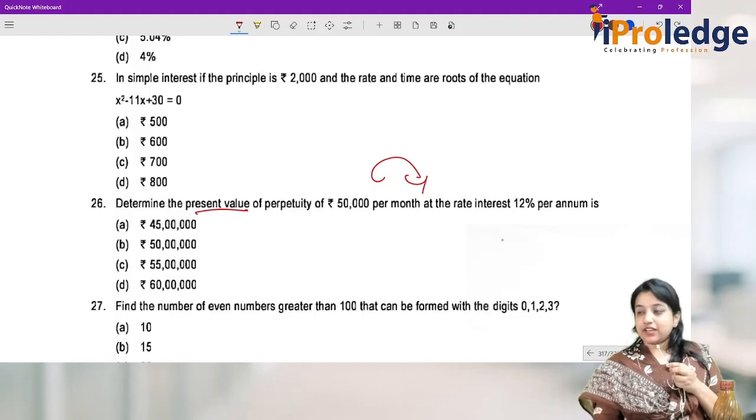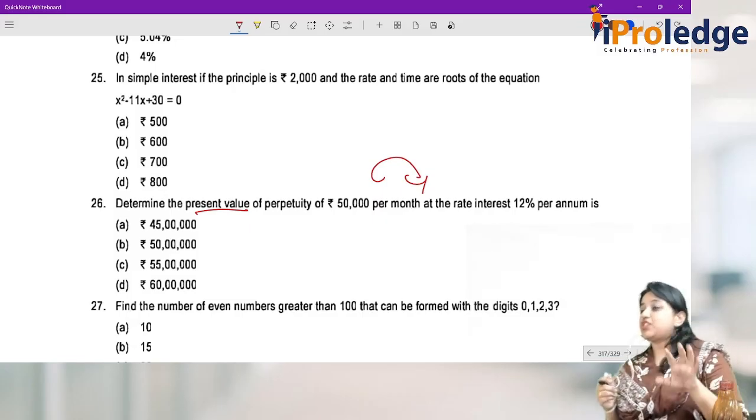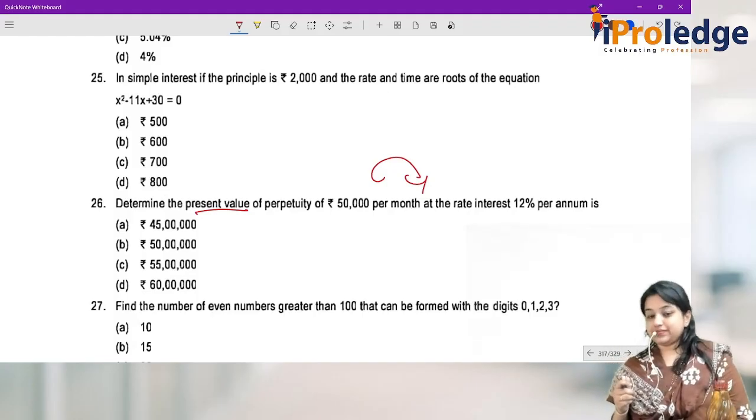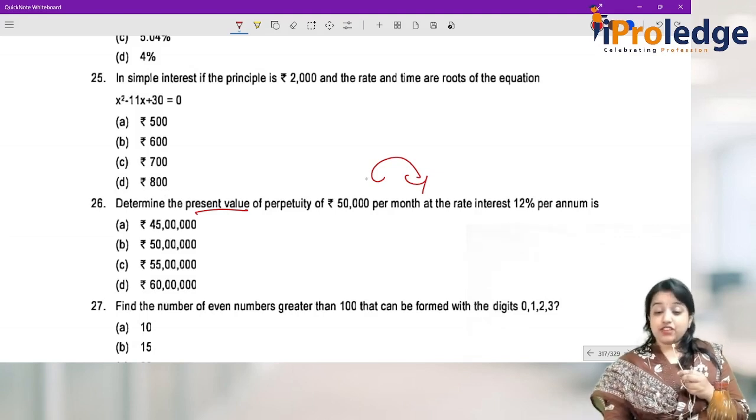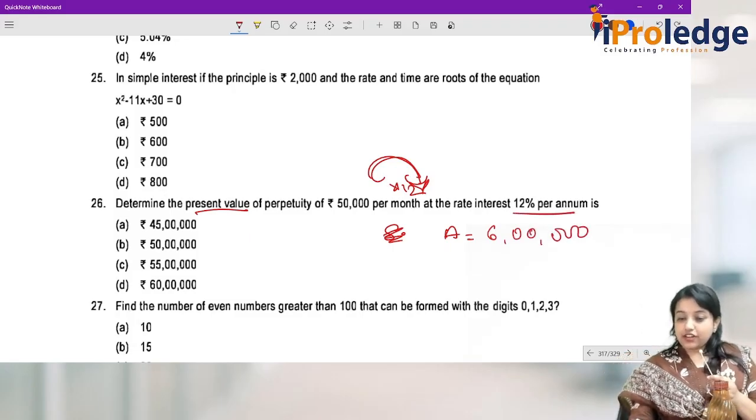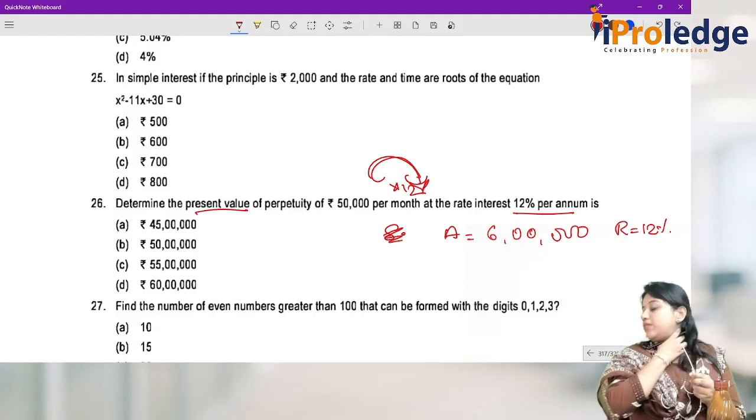Sorry, 26 is: determine the present value, which is also said to be the principal. 50,000 per month into 12, how much is it? So, annuity, how much is it? 6 lakh, and the rate of interest is 12%. So you have to find the present value.